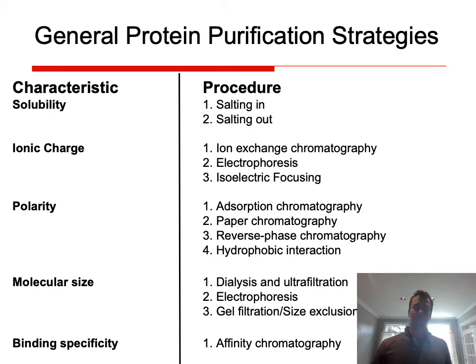You can also use very specific things about the protein if it's known to bind to a certain ligand or bind to a certain other protein, for example. You can use that specificity for affinity chromatography, and this is exploited a lot in protein purification because it is very specific to your protein of interest.